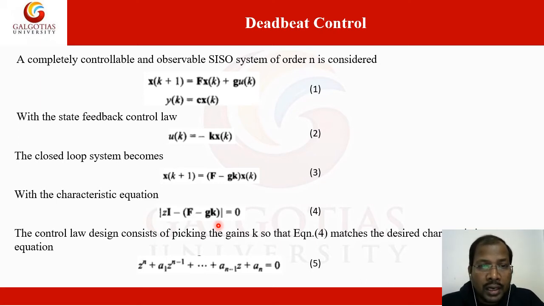Control design consists of picking the gains K so that equation 4 matches the desired characteristic equation. This is the standard form: z^n + a1 z^(n-1) + ... + an = 0. These equations are already discussed. Here we have to select the value of K, the state feedback gain. In this way we can design.